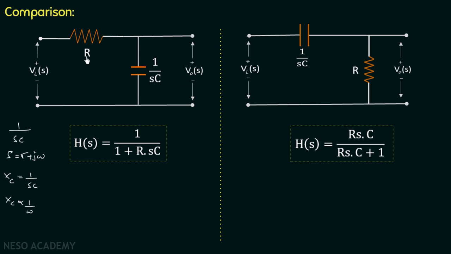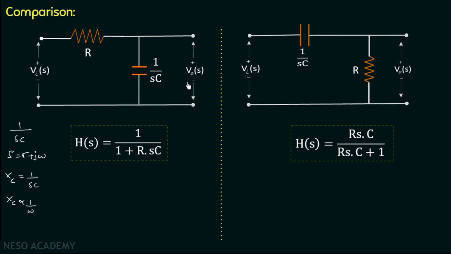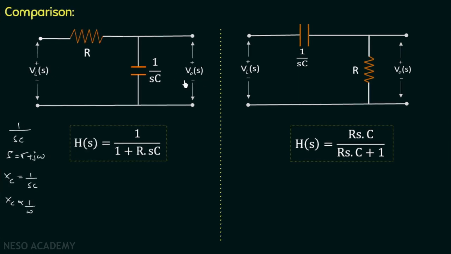But if we increase the signal frequency and pass a high frequency signal to this particular circuit, then this capacitor will act as a short circuit, and if this branch is shorted, then the output voltage will become 0. So we can say that for a low frequency signal the output is non-zero, and for a high frequency signal the output is equal to 0. In this way this circuit acts as a low pass filter, and that's why we call this filter the RC low pass filter.